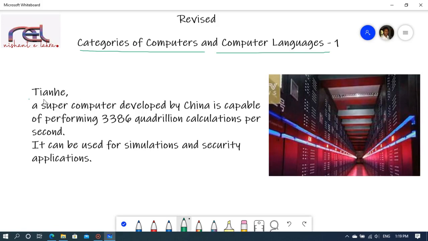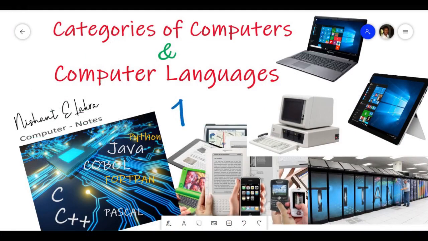The next one is Tianhe, another supercomputer developed by China, and this is capable of performing 3,386 quadrillion calculations per second. That's a lot. It can be used for simultaneous and security applications. I hope you have understood till here. Keep studying and keep learning. You can go back through the video and see it again to understand it much better.